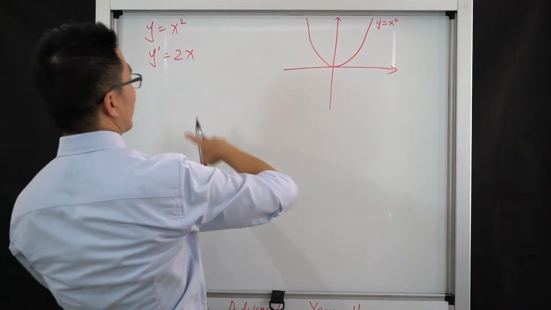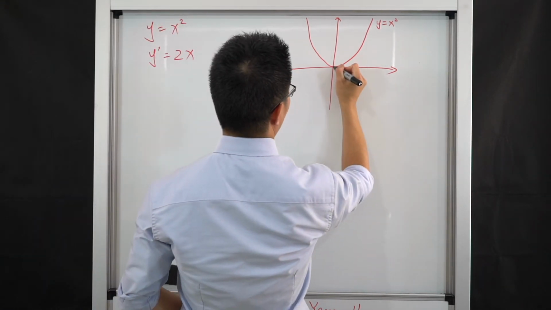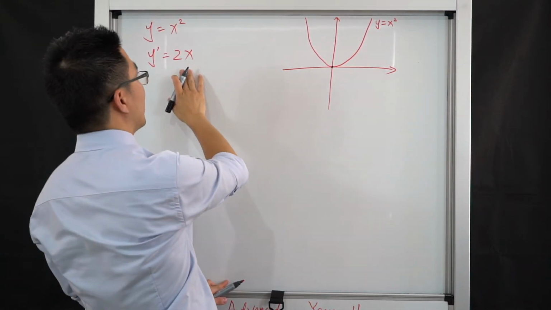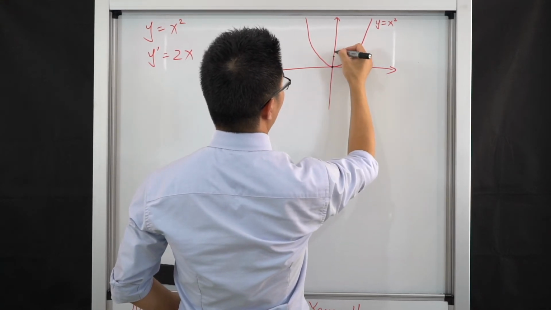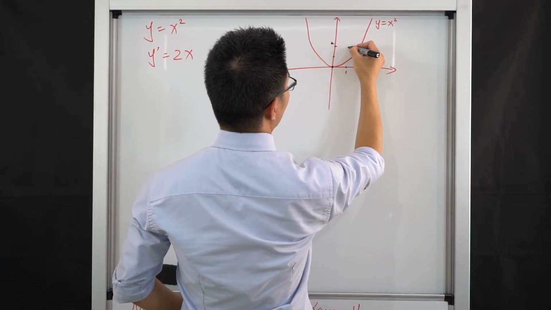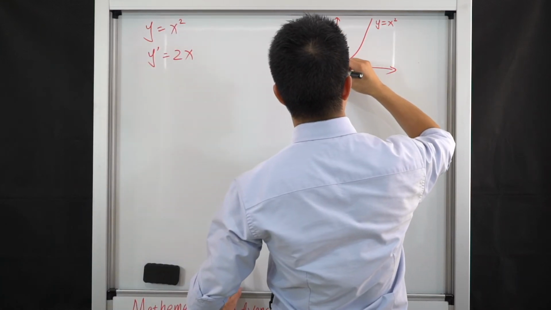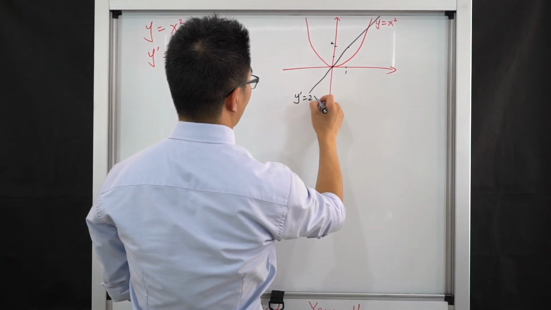So when x equal to 0, y equal to 0. So we mark this point. So 2x, this one actually is a straight line. When x equal to 1, y will become 2. Okay, we draw the line crossing these 2 points. So this one will be y dash equal to 2x.